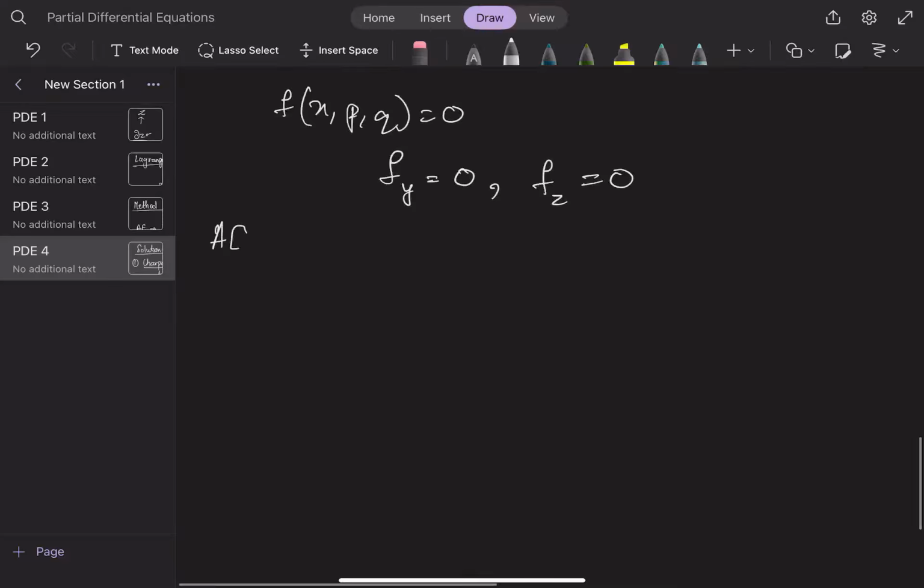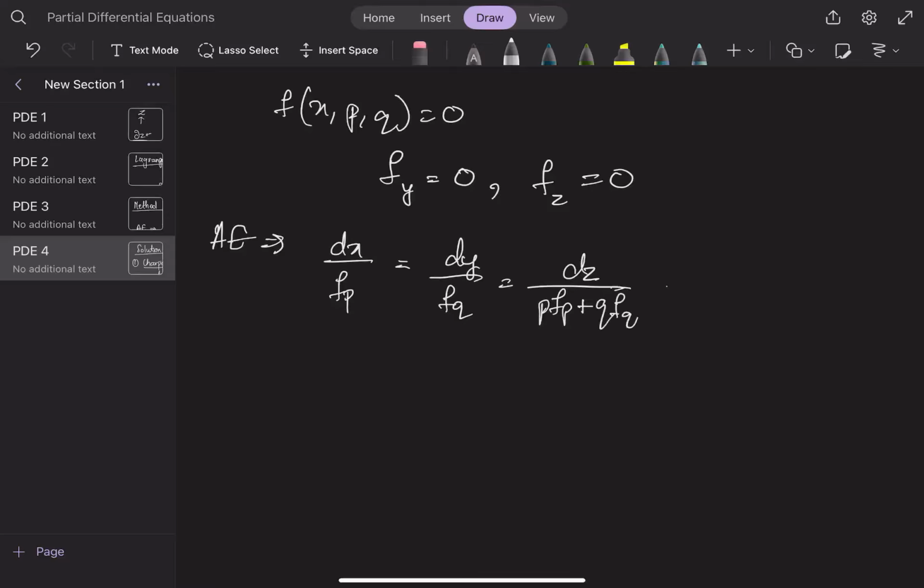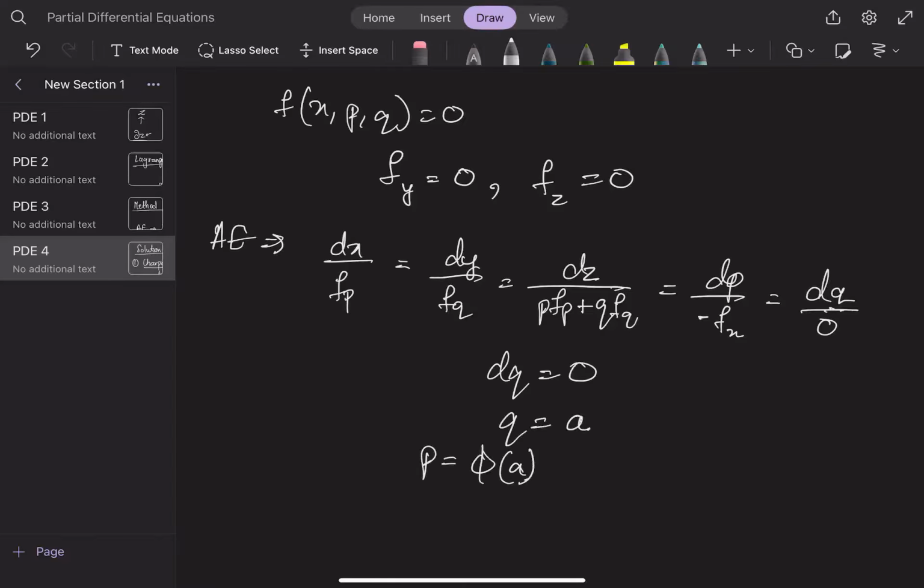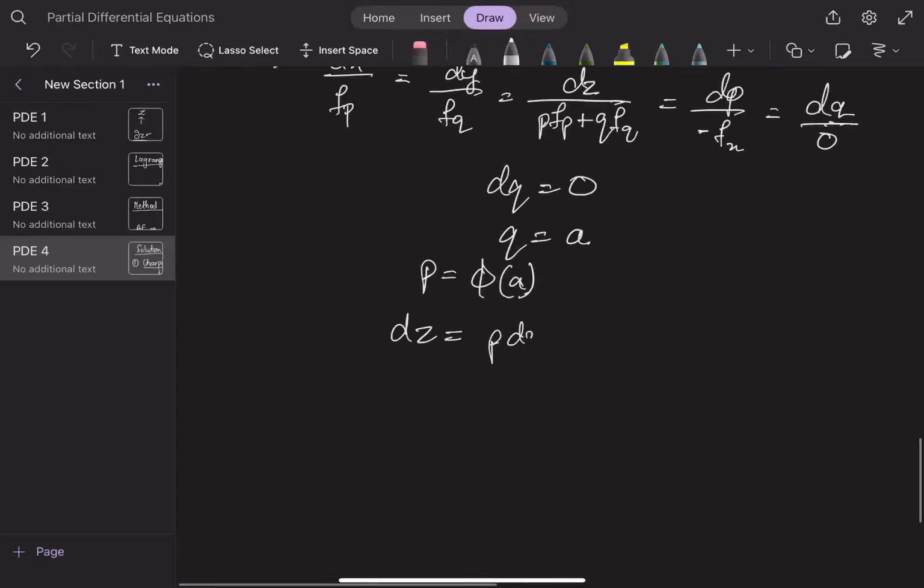Now let's modify the auxiliary equation. So you get dx by fp is equal to dy by fq is equal to dz by pfp plus qfq is equal to dp by minus fx is equal to dq by 0. So you can directly write dq is equal to 0, which means q is equal to a. Now again you can find p in terms of a, and again you'll write dz is equal to p dx plus q dy, and then you're going to integrate.